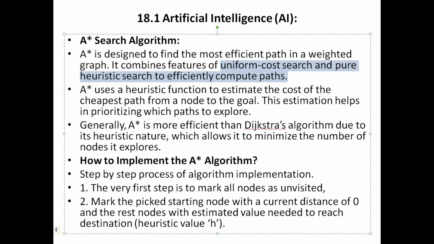A* uses a heuristic function to estimate the cost of the cheapest path from a node to the goal, or from the starting node to the goal. The estimation helps in prioritizing which path to explore. Generally, A* is more efficient than Dijkstra due to its heuristic nature.